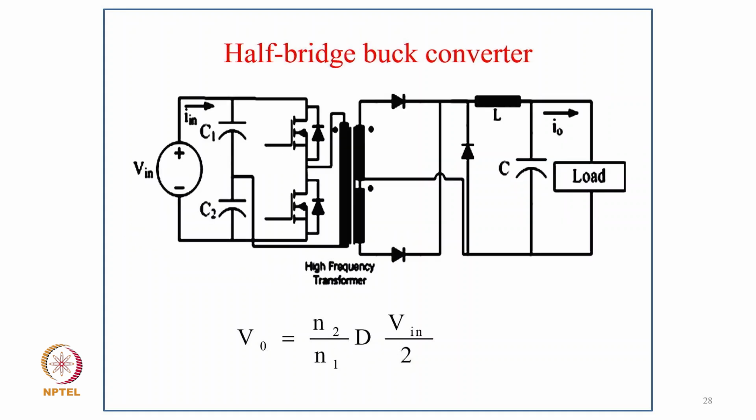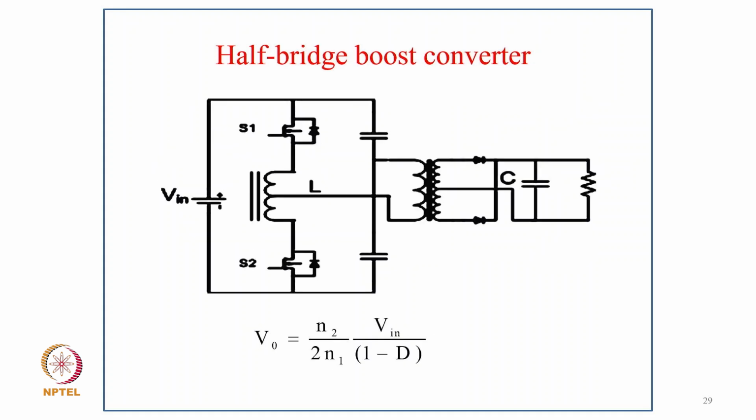Then we have a half bridge converter. So we have the input with the midpoint of capacitors and 2 devices, and then on the secondary of course we can have a simple rectifier or full-wave rectifier with the LC filter and freewheeling diode. And here of course the major factor is the turns ratio: N2 upon N1 times D times V in by 2. Half the voltage is applied across the winding.